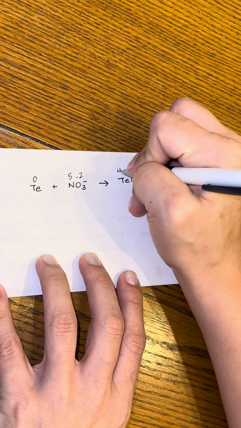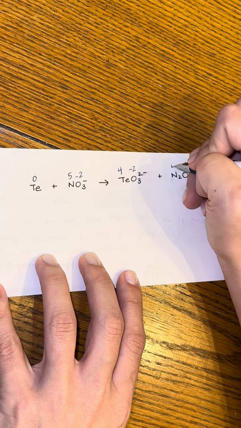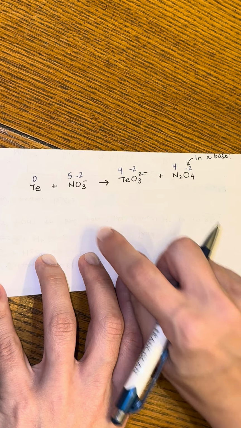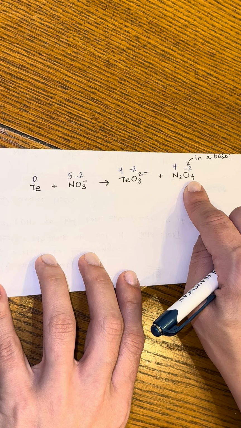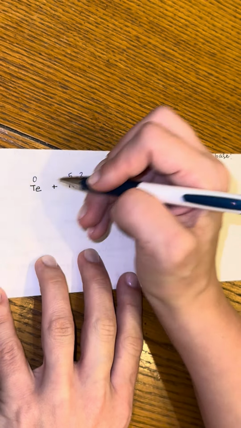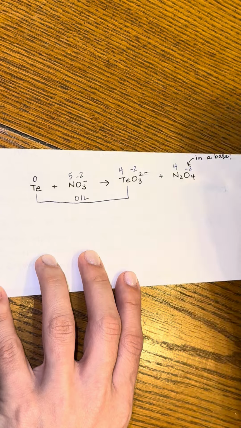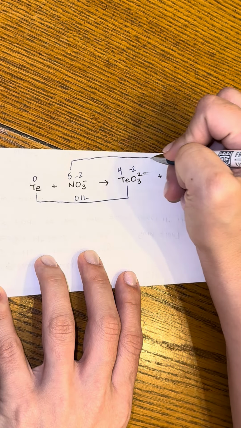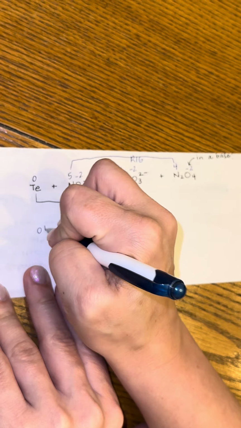-2, 3, 4, -2, -8. Okay, so if I look here, it looks like my oxygens stayed the same, so they're not oxidized or reduced. So I'm looking at Te and I'm looking at nitrogens. Te went from 0 to 4, it went up in value, so it was oxidized. Nitrogen went from 5 to 4, so it was reduced. And I'm going to split them into my OIL RIG.